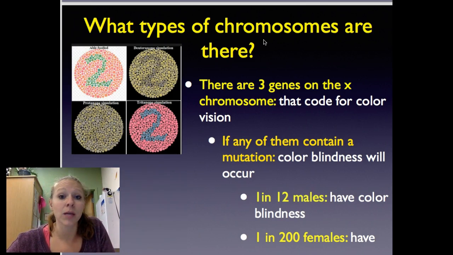Somebody that has blue-yellow has a hard time differentiating between blue colors and yellow colors. In males, 1 in 12 males have color blindness, whereas 1 in 200 females have color blindness. This is because females have that second X chromosome as a backup.